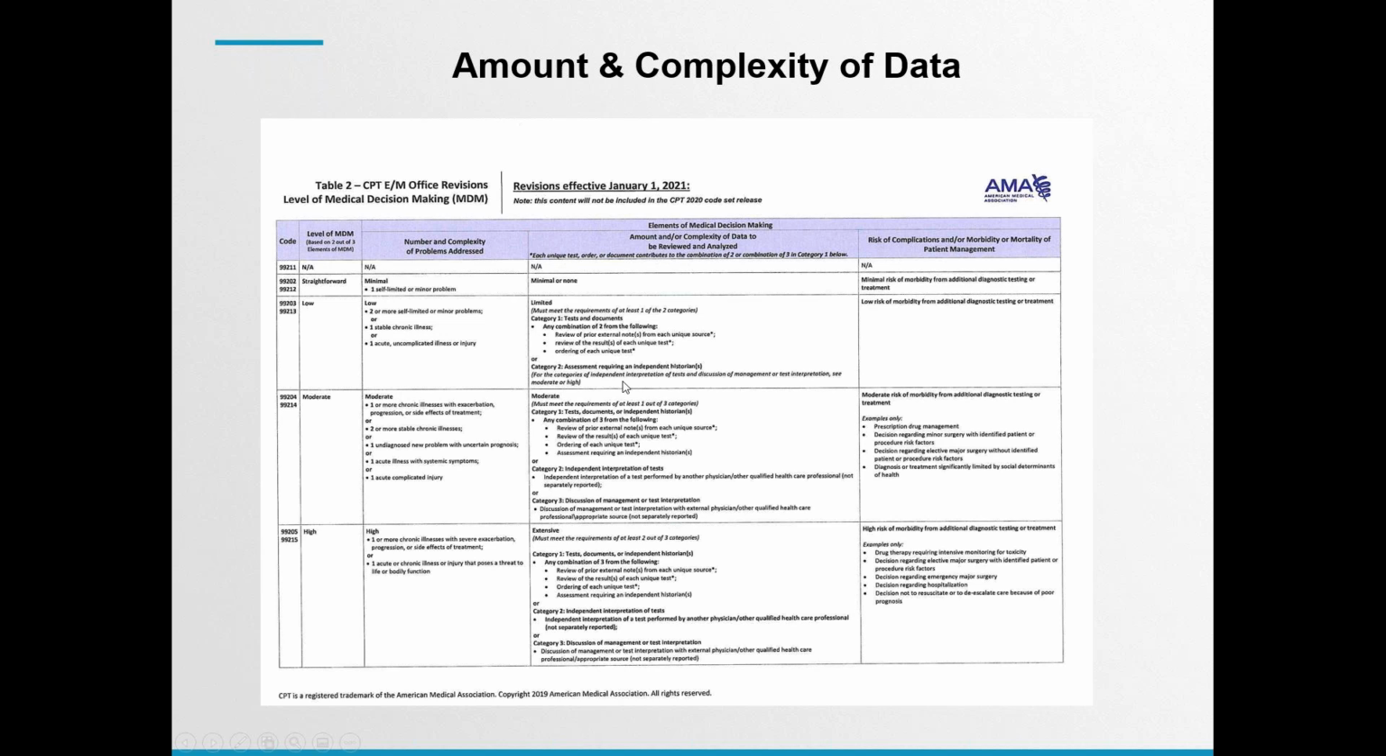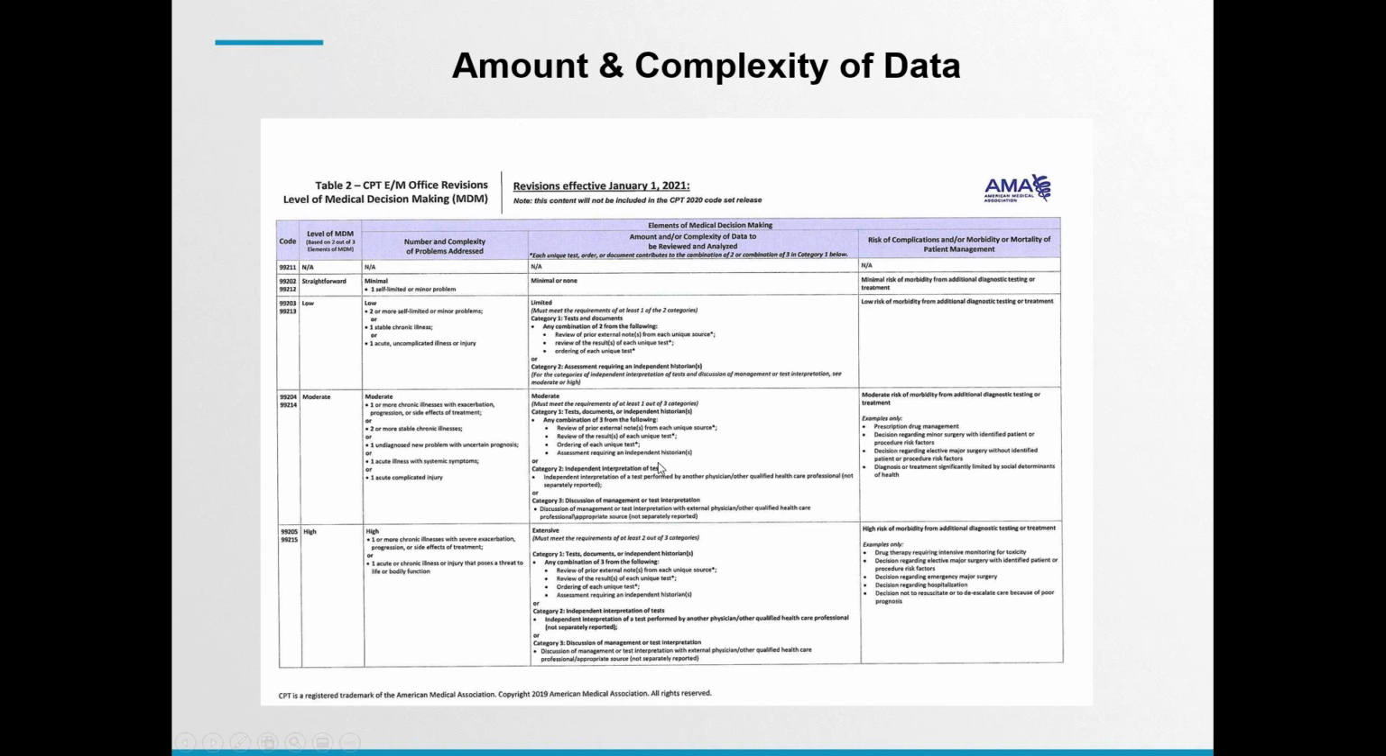Category 2 is an assessment that requires an independent historian. And we're going to talk about that in a little bit more detail as we go on, but an independent historian is someone else other than the patient who needs to give that information. So either of these categories would work just fine to meet the criteria for your level 3 or for low.